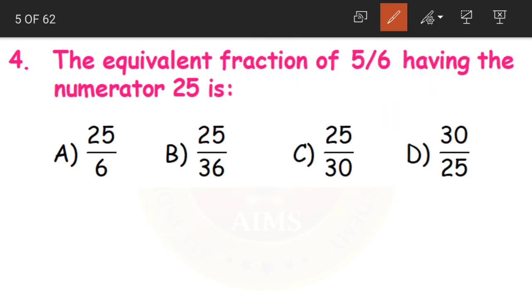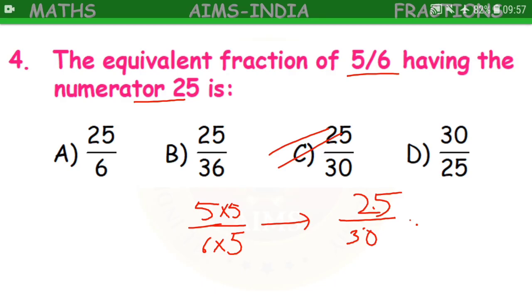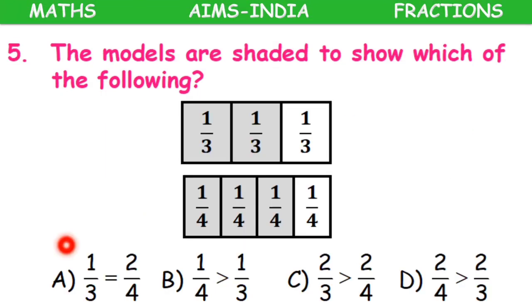Understand? So for the purpose of our question here, we are having 5 by 6 and we need to get an equivalent fraction whose numerator is 25. So 5 into 5 becomes 25. So we need to multiply the denominator also by 5. 6 5s are 30. So what is our equivalent fraction? Option C, 25 by 30. Understood? Next, the models are shaded to show which of the following.